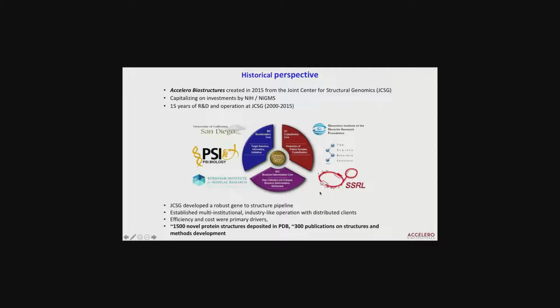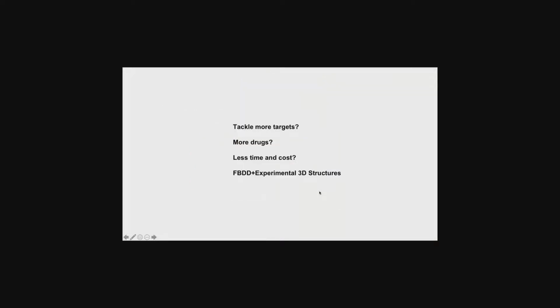So with all this background in high throughput crystallography, we decided what's next. How do we make this relevant at Accelero Biostructures and bring this to drug discovery and structure-based drug discovery? How will it enable us to tackle more targets? Can we look at more drug development? Can we produce more drugs? Can we do this in less time and cost? And the obvious answer was fragment-based drug discovery was one of the ways to go, to look at experimental 3D structures generation right from the start without doing anything else.